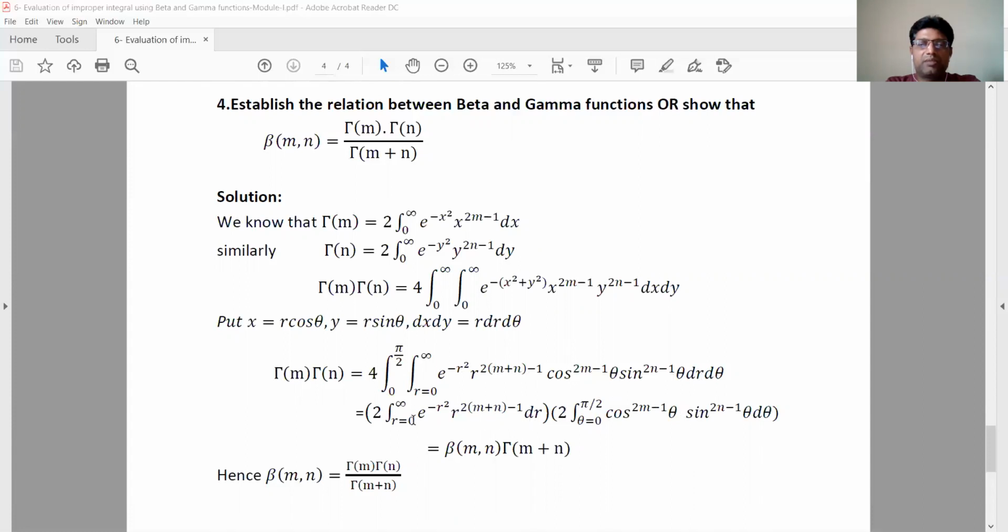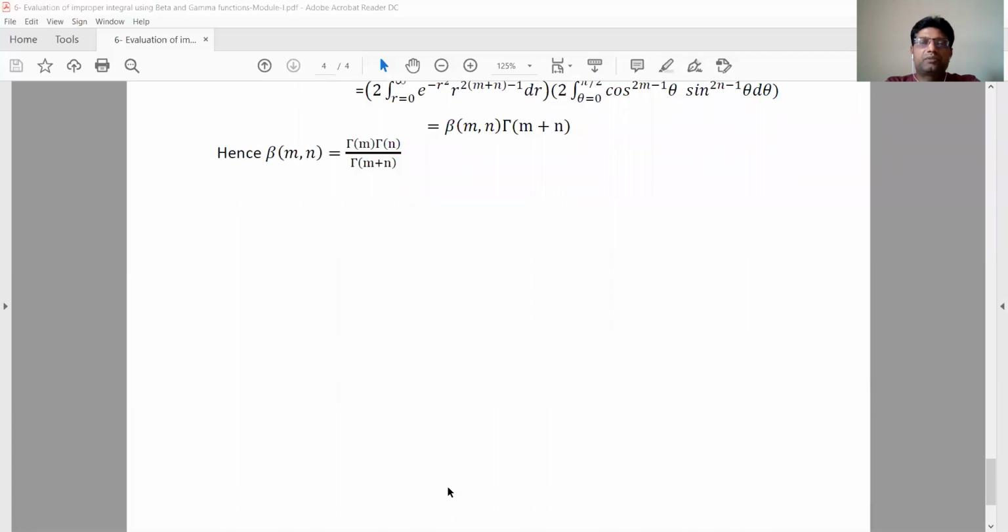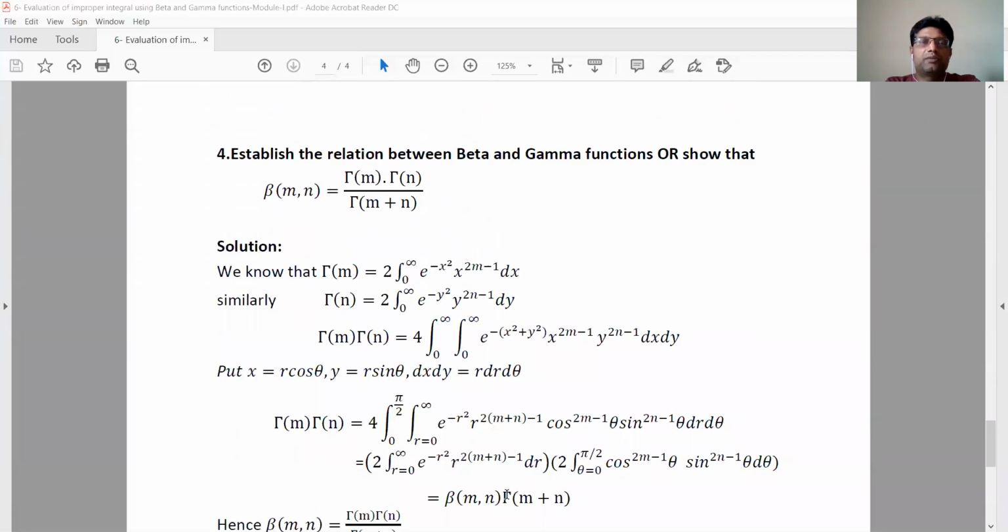What is this? This is nothing but beta of m comma n, and the other one is nothing but gamma of m plus n. This is gamma of m plus n, and this is beta of m comma n. So hence beta of m comma n is gamma m into gamma n by gamma of m plus n. So that is the result relating beta and gamma, a simple relation which is very, very important.